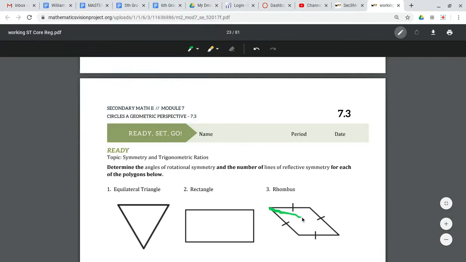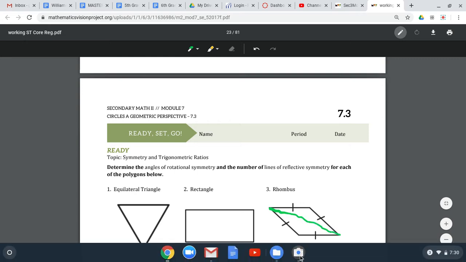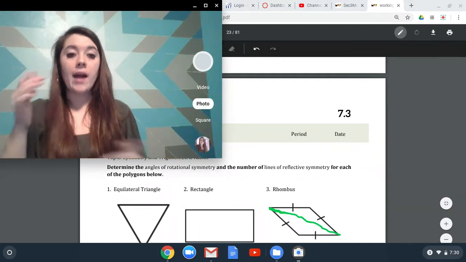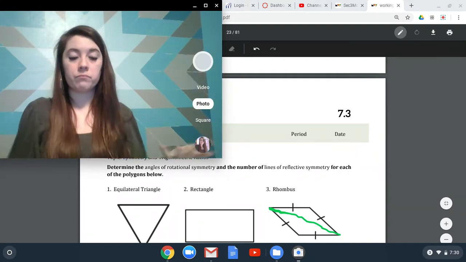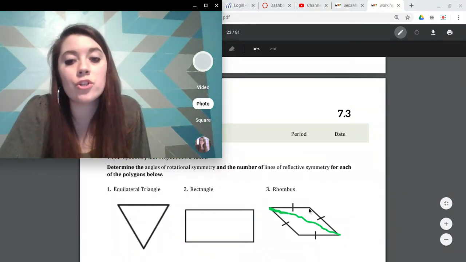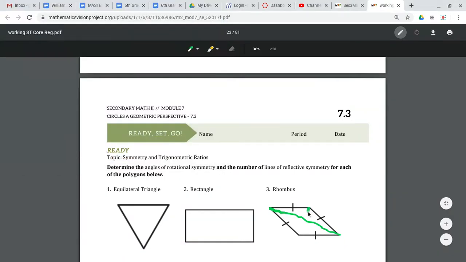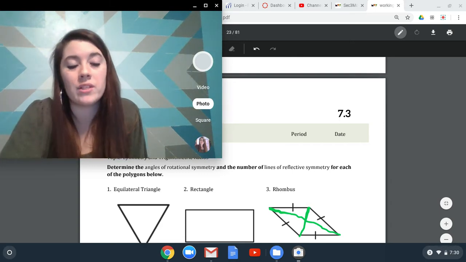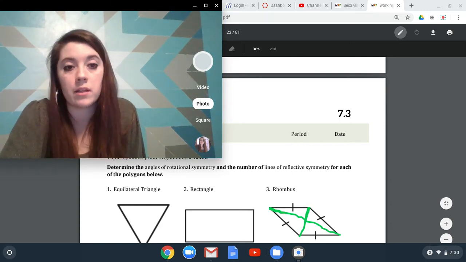bear with me, my line is probably not going to be the best looking line, but if we cut it diagonally like so, if it were a perfect line, would that cut it in half? Would it look the same? Yes, it would. So the diagonals are two lines of reflective symmetry for this rhombus. So there are two lines of symmetry for this figure, so make sure you get two written down on that one.